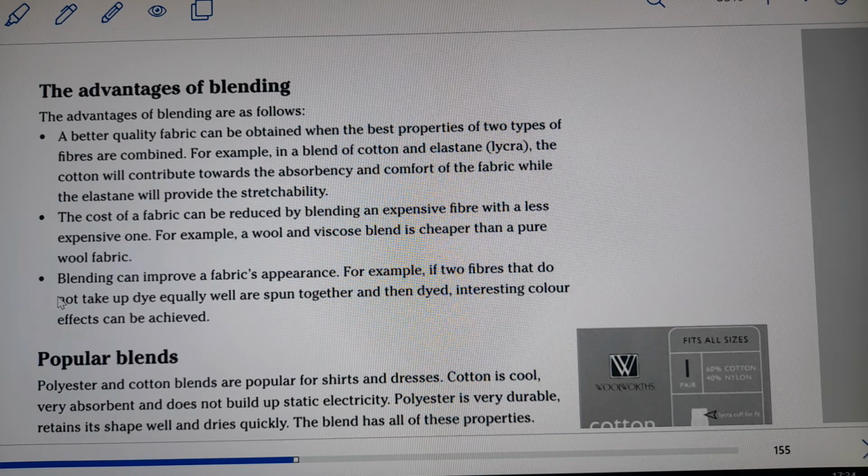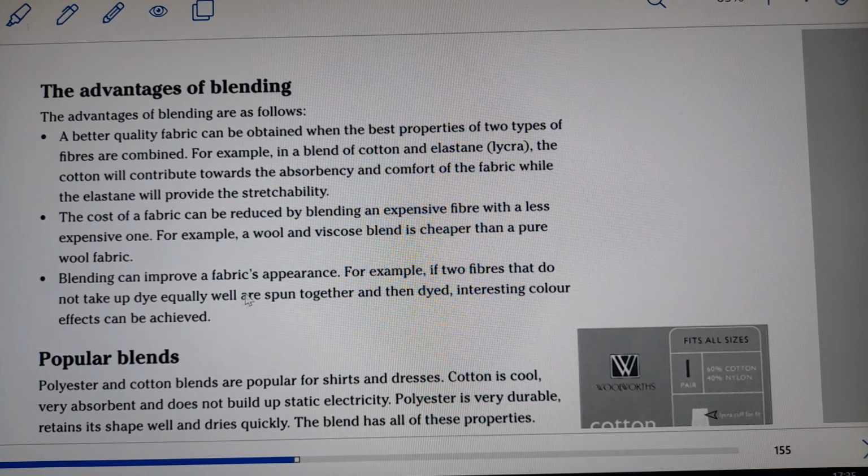And the last advantage, they say blending can improve fabric appearance. For example, if 2 fibers that do not take up dye equally are well spun together, which means they are spun together and then dyed, interesting color effects can be achieved. So it can add a nice appearance or nice design as well.